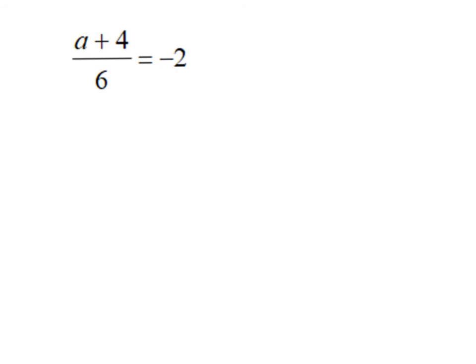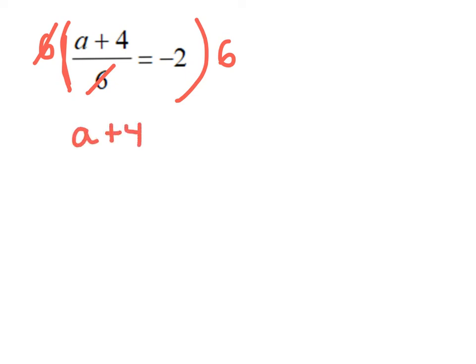In our last example, we see it looks a little different. Now we have a plus 4, and the entire thing is over a fraction. Whenever we see something like this, the first thing you want to do is clear the fraction. In order to do so, we're going to multiply the entire equation by 6 on both sides. What this does is this 6 on the left-hand side cancels with the denominator, so it becomes a plus 4 equals, and negative 2 times 6 gives us negative 12.